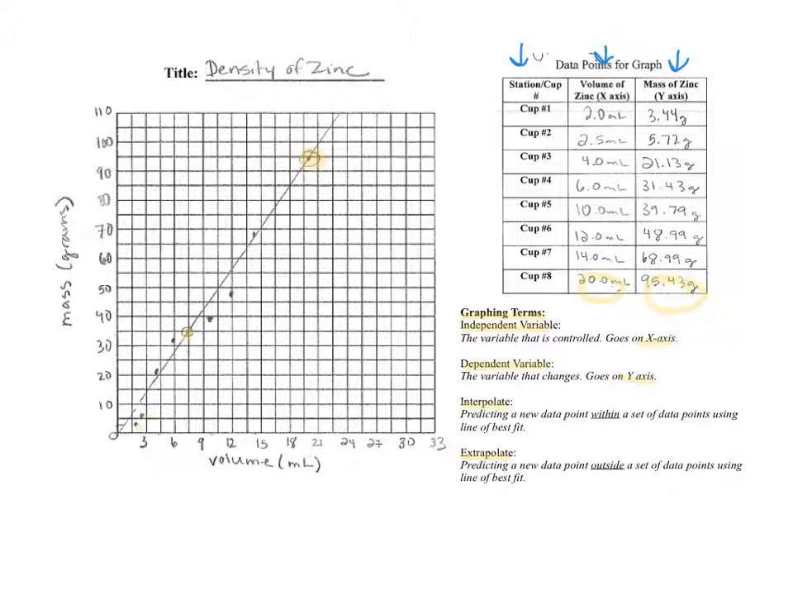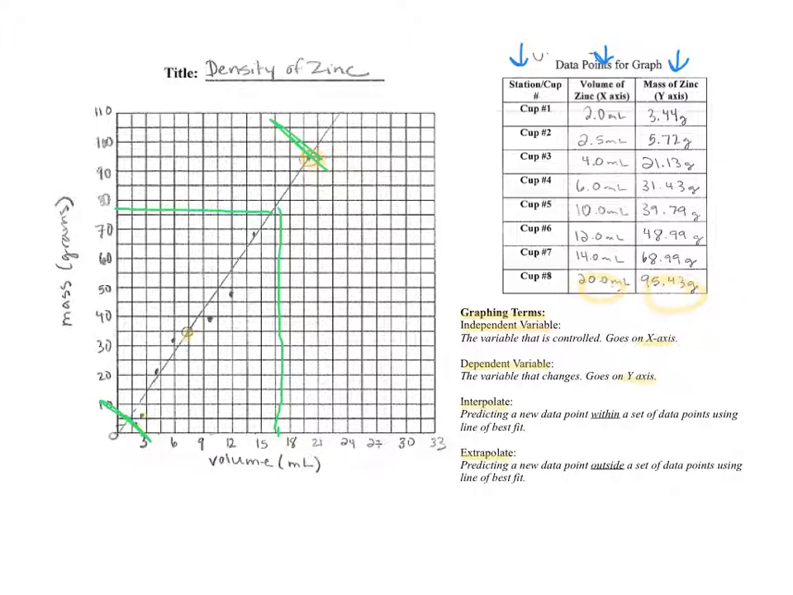So if you're interpolating, the prefix inter means within a set of data points. So for example, if we wanted to know, let's see, what is that, 16.5 milliliters. We could go up here, go up and over. We could figure out how many grams that would be. And since that's within our data points here, that's considered interpolation.